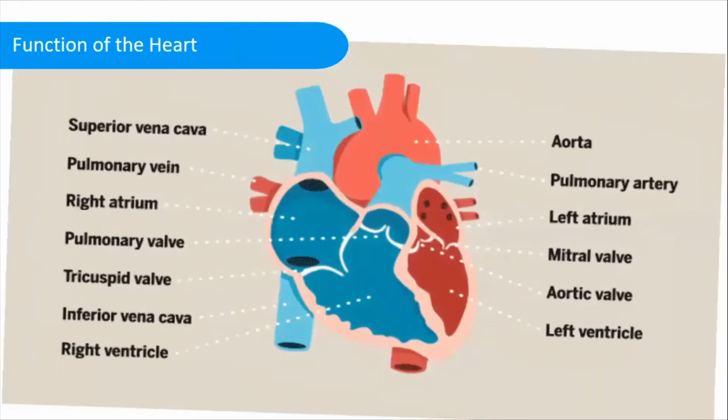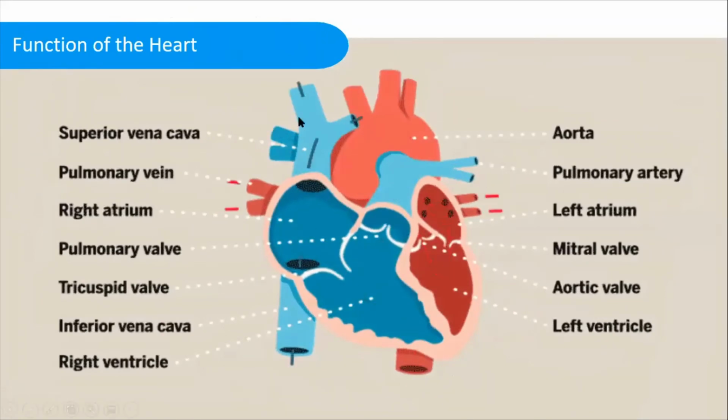Now let's see the function of the heart. Since the main duty of the heart is to pump blood to the different parts of the body, let us trace how the blood flows. First of all, the deoxygenated blood from the body enters the right atrium of the heart through the superior and inferior vena cava. As the heart continues to pump, the deoxygenated blood then enters the right ventricle and then goes to the lungs, passing through the pulmonary artery.